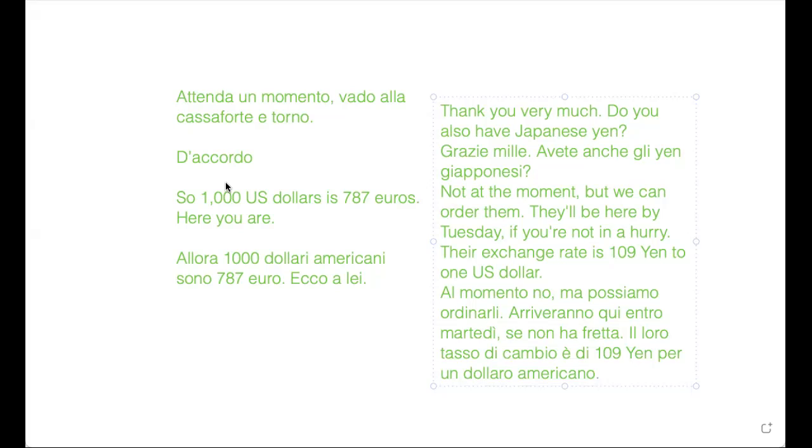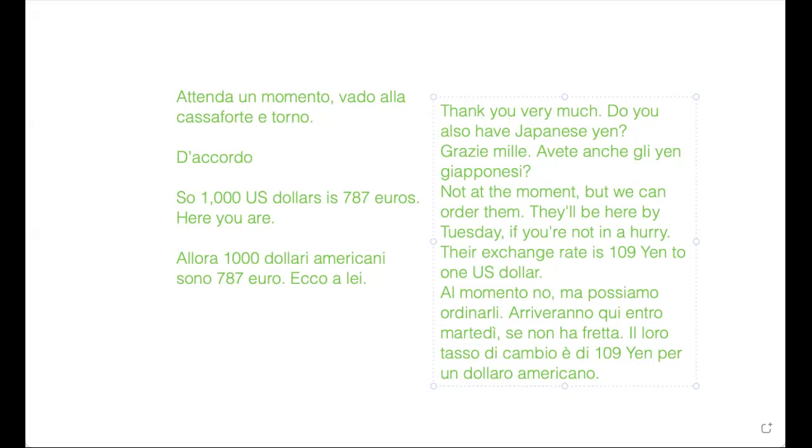Arriveranno, he's saying, they will be here by Tuesday, the yen. Arriveranno entro martedì. Se non ha fretta. Fretta, you're not in a hurry. As a rule, I'm using the avere verb. You're not in a hurry. Se non ha fretta, that's a phrase. I'm using a verb conjugation with the help of fretta. Se non ha fretta. Is it clear to you, my team?